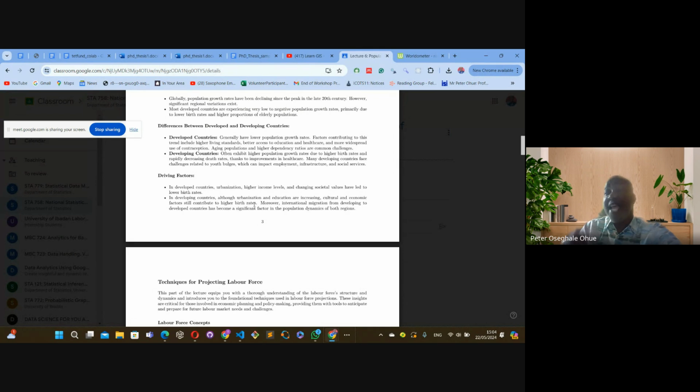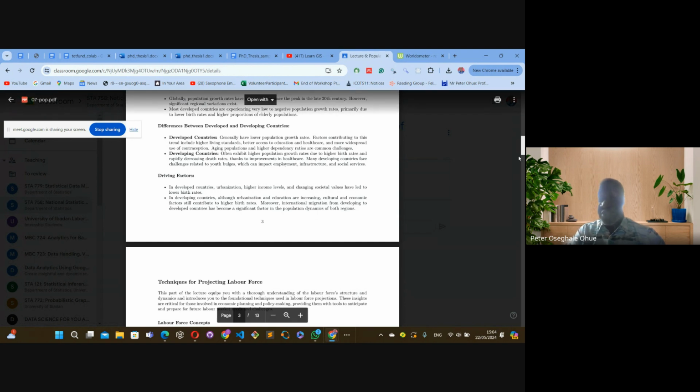It is just to say that when you compare developed countries like the US to developing countries like Nigeria, what this statement means, Osan, are you with me? That it's higher in developing countries. So it says, yes, moreover, international migration from developing countries to developed countries has become a significant factor in the population dynamics of both regions.